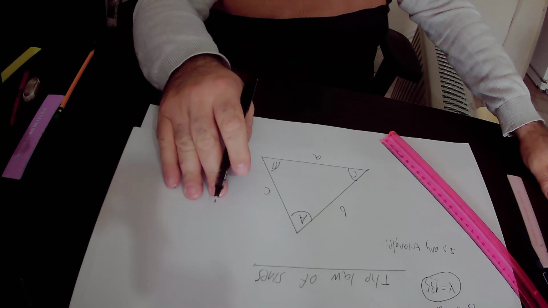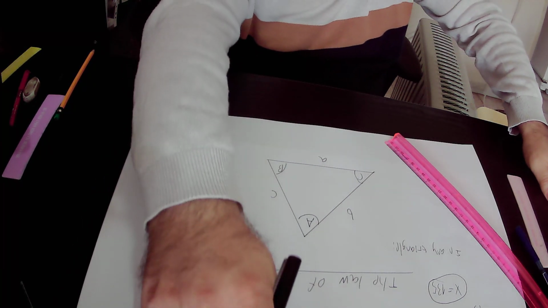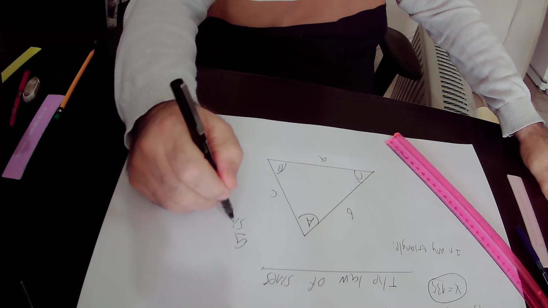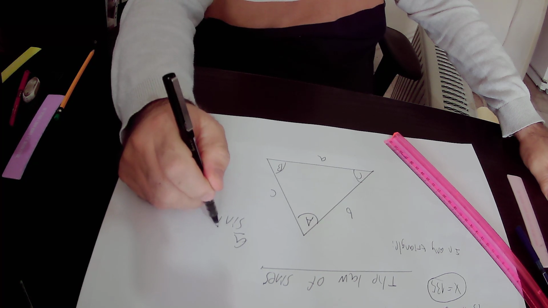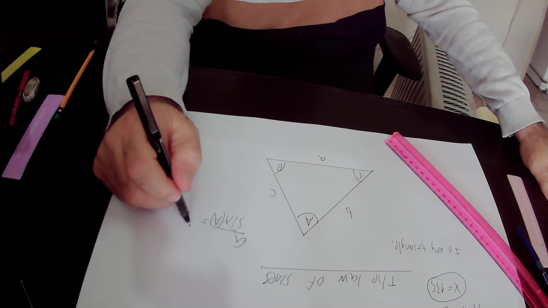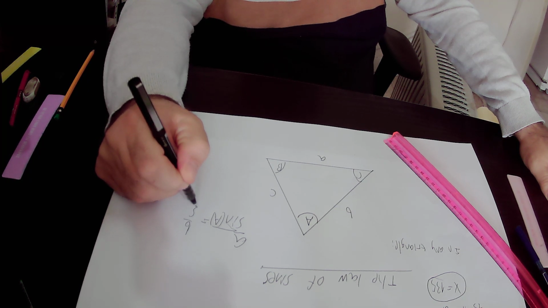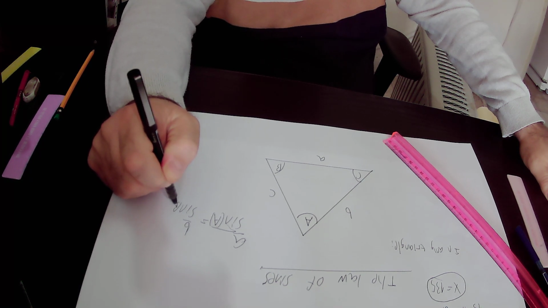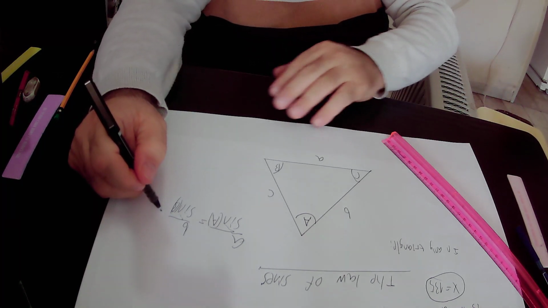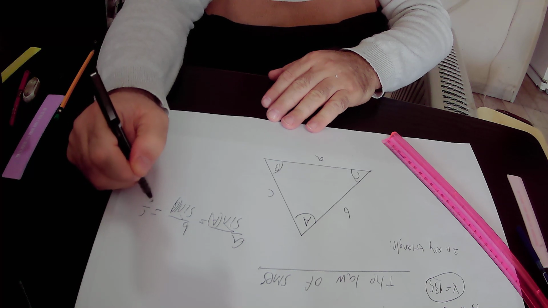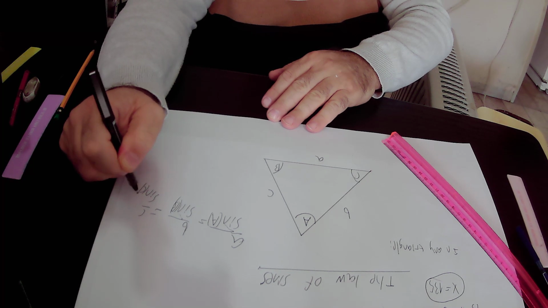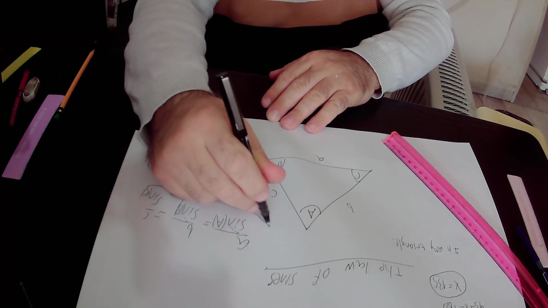So according to the law of sines, A over sine A equals B over sine B, and it equals C over sine C. That is the law of sines that is applied in any triangle.